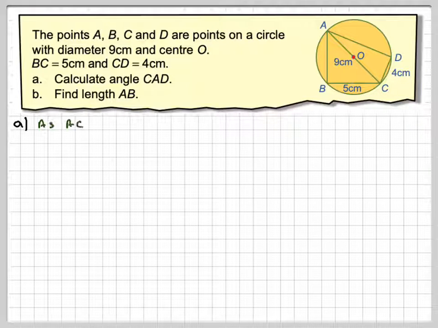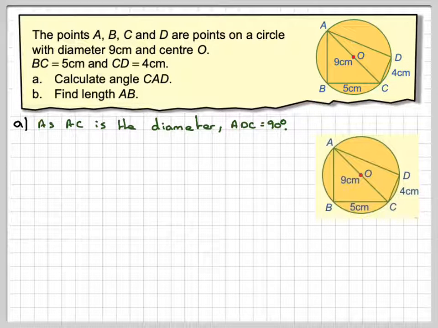Okay, this requires you to know one circle theorem. If AC is the diameter, then angle ADC, this angle here, will be 90 degrees. So we've got a right angle triangle with a missing side, sorry, a missing angle, which we need to find.